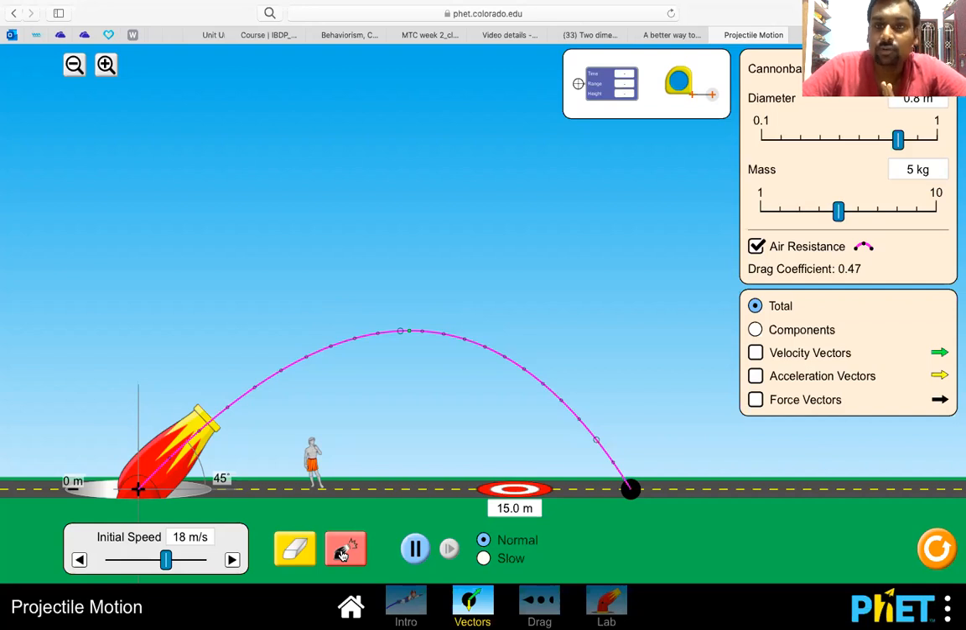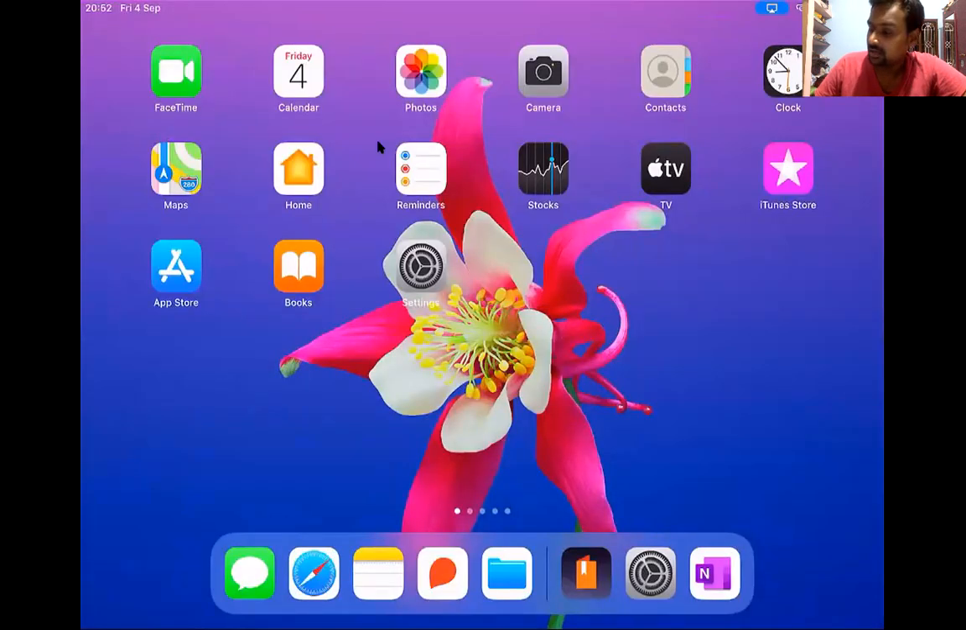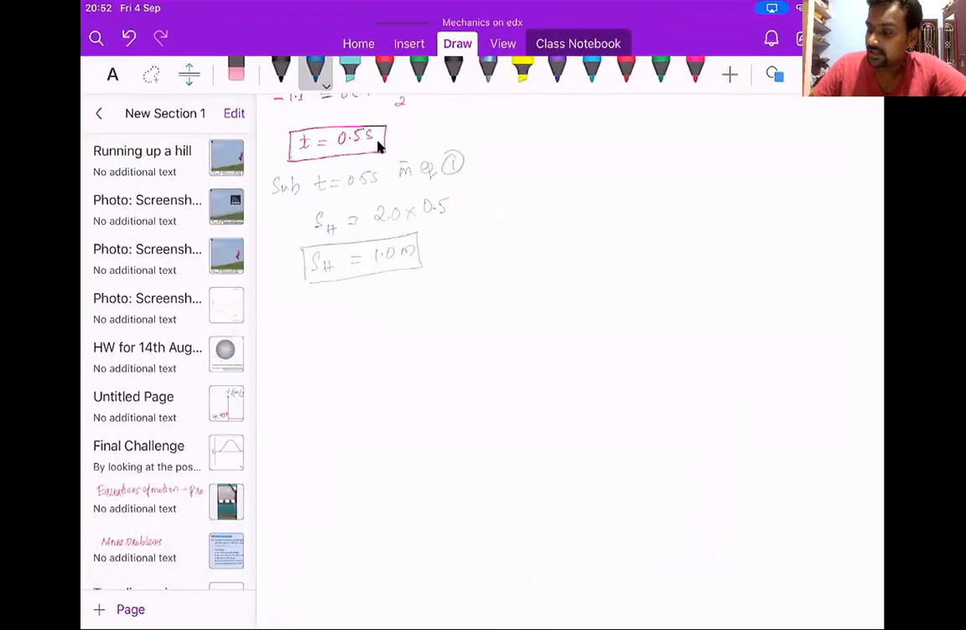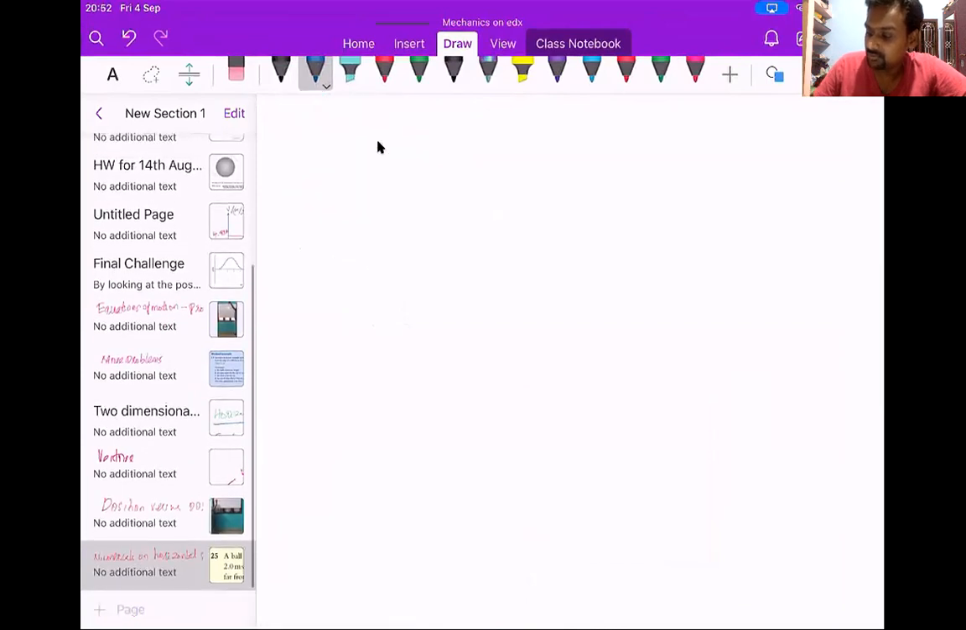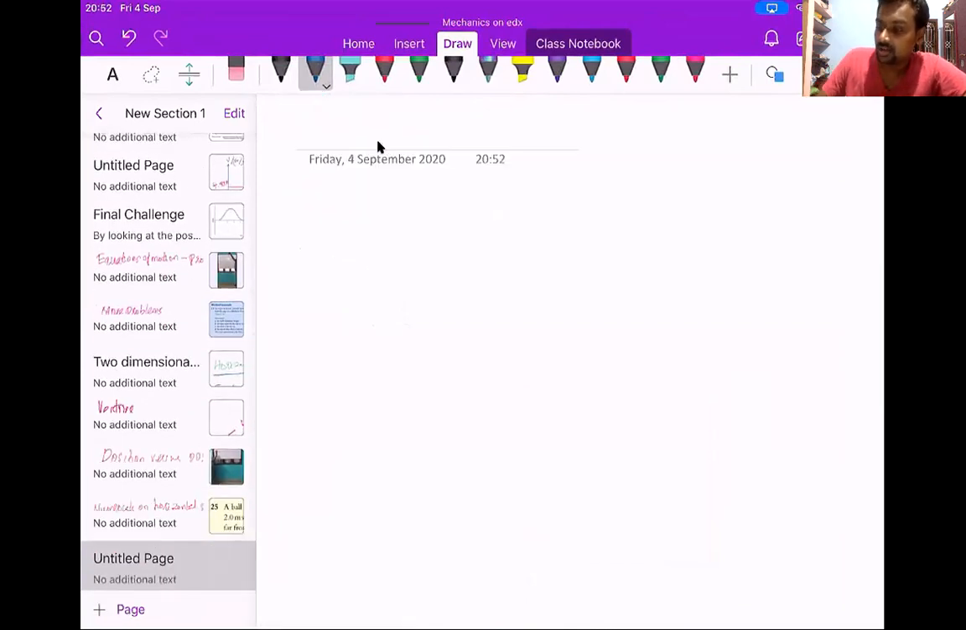Now what I'm going to do is quickly share my iPad screen. Yeah, here it is. So I think it should be easy for you guys to understand the kind of motion which the object is going to undergo in the horizontal direction.